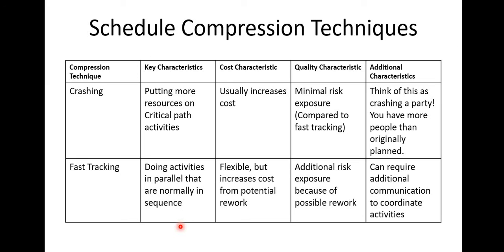The schedules, the activities that were originally scheduled to happen one after the other, by the time you now start doing them together simultaneously, you might be risking a lot in terms of even quality standard. So let's look at the quality difference between the two. Minimal risk exposure for crashing, because you are not really tampering with the foundation and the fundamentals of this work. But when you are dealing with fast tracking, additional risk exposure because of possible rework, you are more likely to have rework from fast tracking than from crashing.